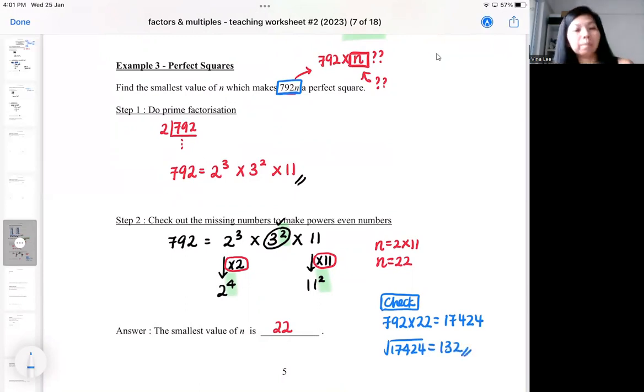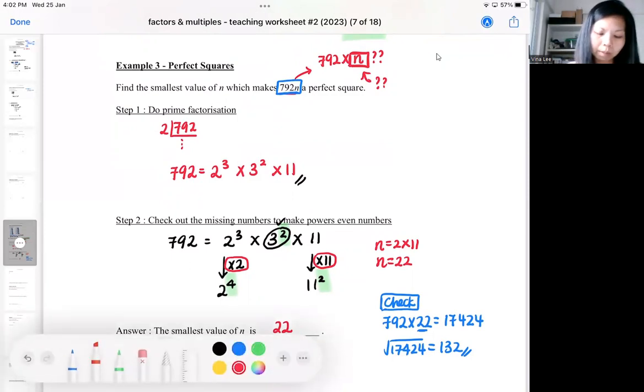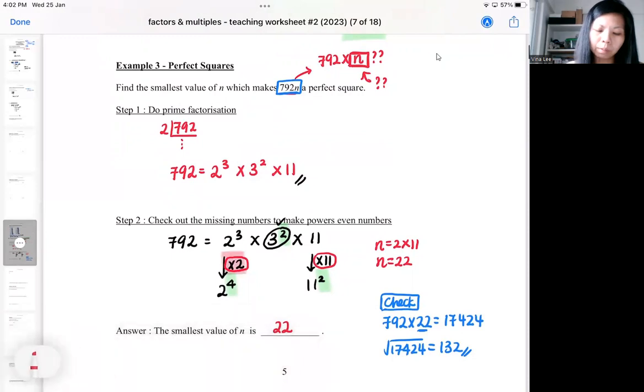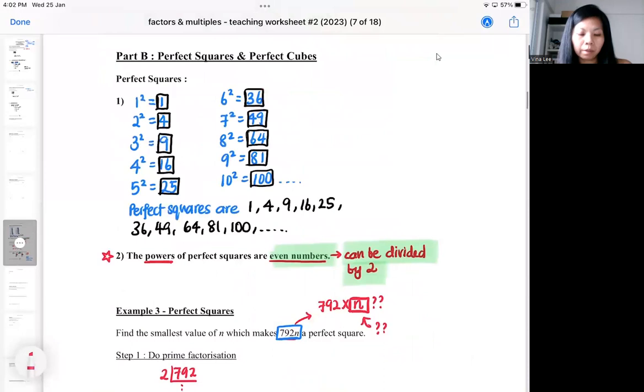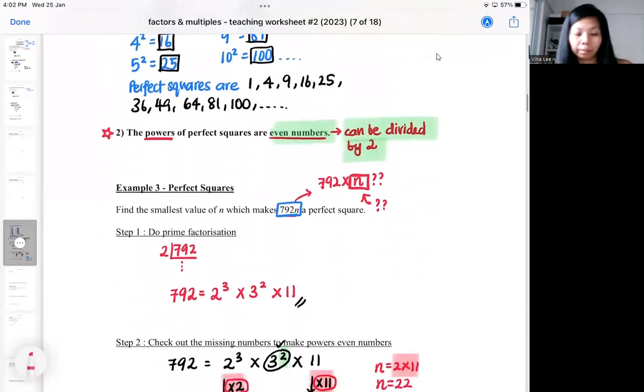So if I can get a whole number, that means 792 times n is already a perfect square. So do the prime factorization, find the missing numbers to make even powers. In order to make even powers, I need to multiply by 2. I need to multiply by 11. So my n is 2 times 11. Okay, so you're going to see this type of question very frequently until step 4.